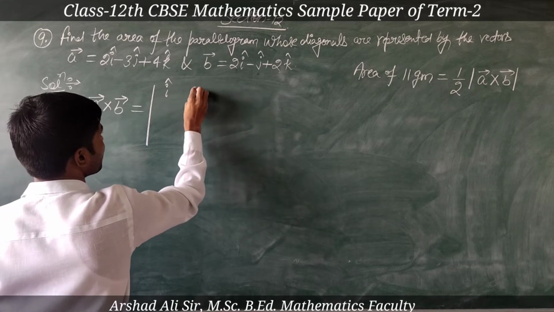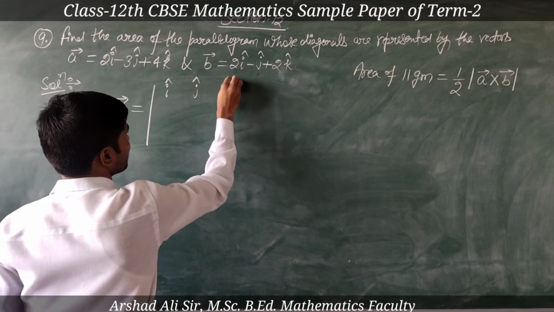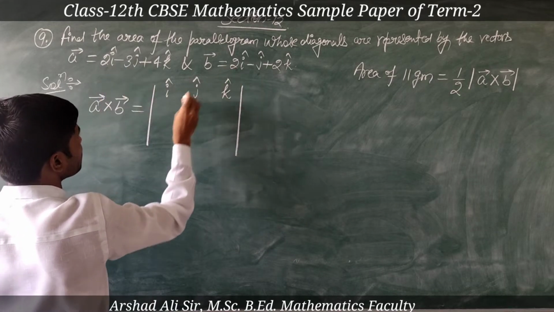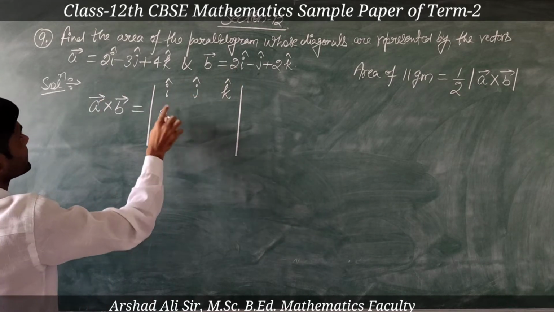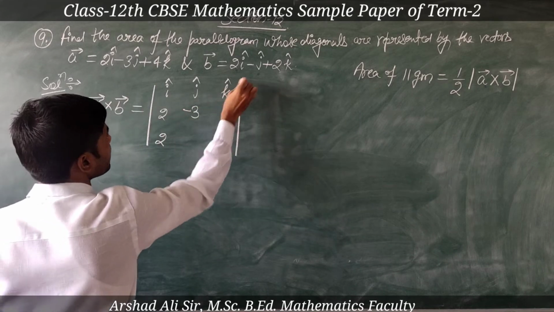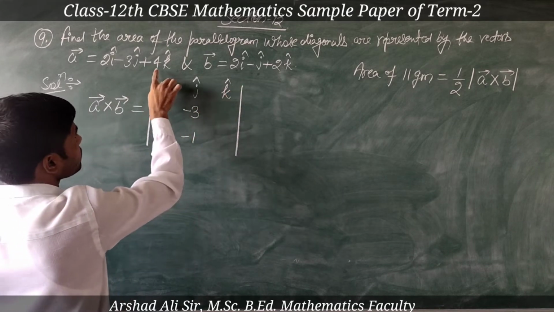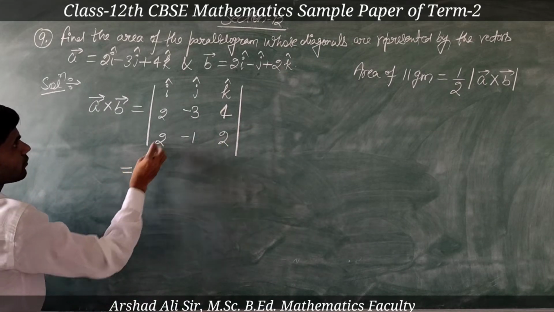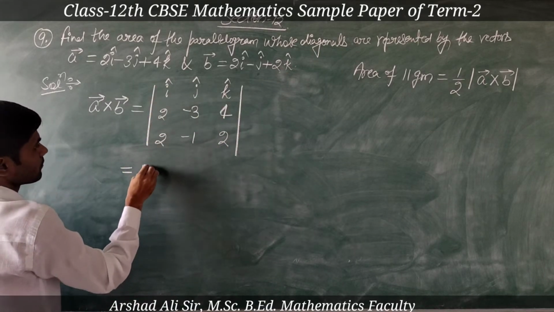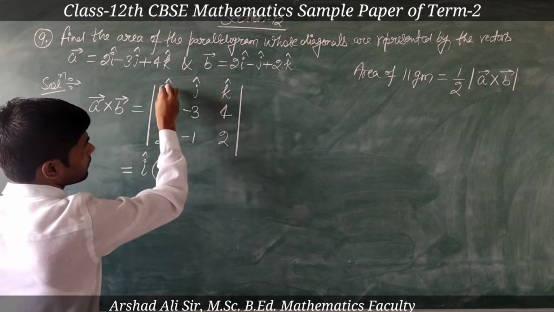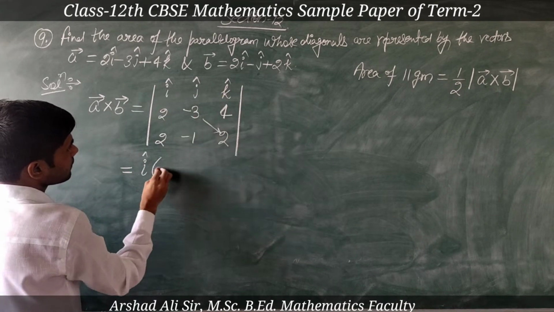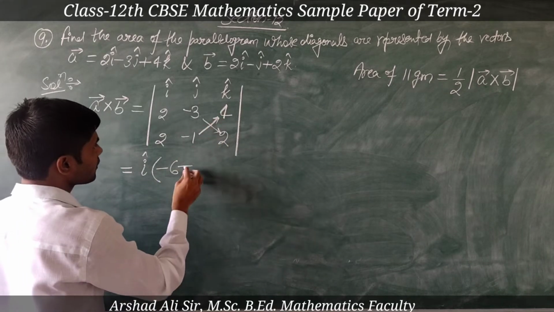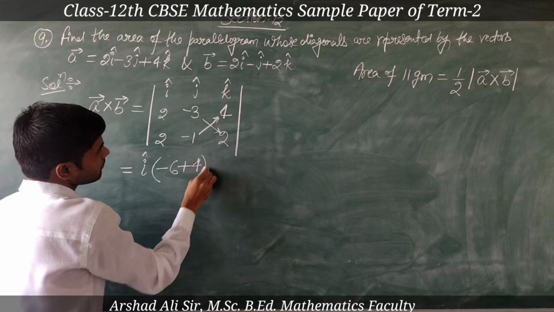i cap, j cap, k cap. Coefficients of i are 2 and 2, coefficients of j are minus 3 and minus 1, coefficients of k are 4 and 2. Now we can expand the first row, first column, i cap. So you have minus 3 times 2 is minus 6, minus 1 multiplied by 4 will be minus 4, and because of this negative sign it will be plus 4.